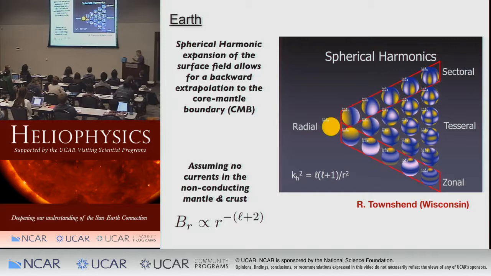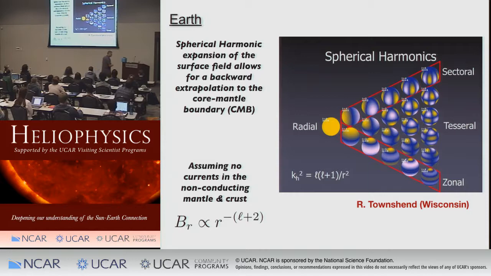if you have the top of the dynamo, and if you assume that there are no electrical currents above the top of the dynamo, then the radial field falls off as r to the minus l plus 2. So for example, l equals 1 is a dipole. So a dipole field falls off as r to the minus 3, but one of these tesseral modes, like l equals 5, will fall off as r to the minus 7. So as you go far enough away, it's the dipole that always dominates.